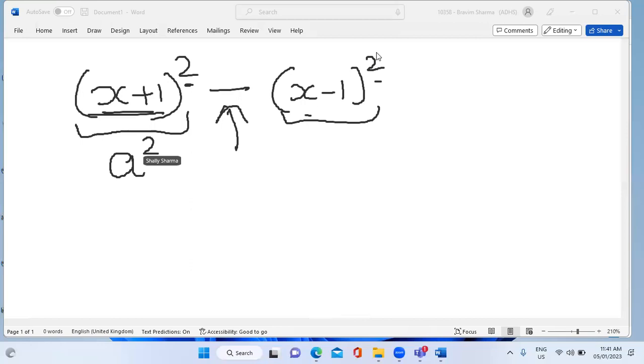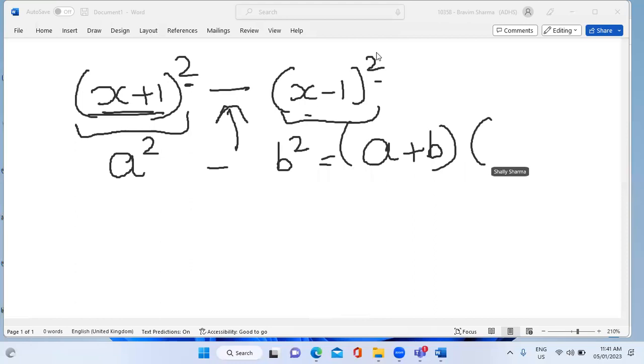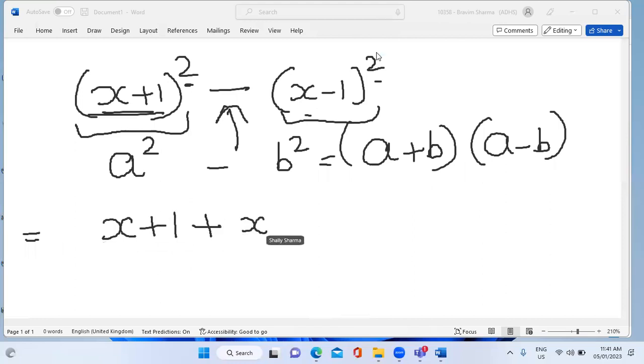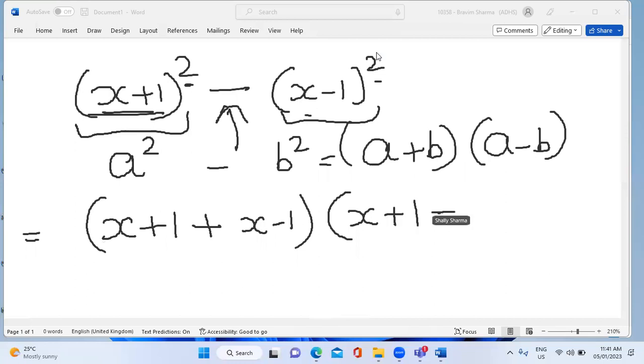This is a squared and this is b squared. So we know this is equal to (a plus b) times (a minus b). So I can write a is x plus 1. So (x plus 1) plus b, which is (x minus 1). That is the first part. And the second bracket will be a, which is x plus 1, minus the second part, which is (x minus 1). Be very careful because here is a negative sign and the second part contains two terms. So keep it in brackets just to make sure that you don't make any mistake because of the negative sign.